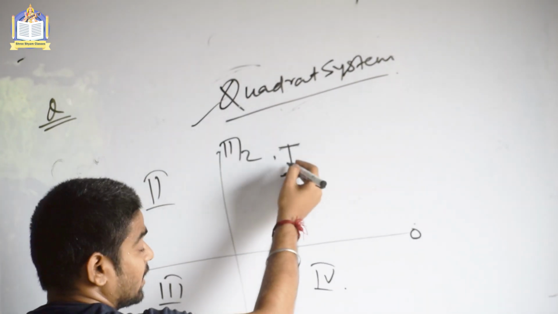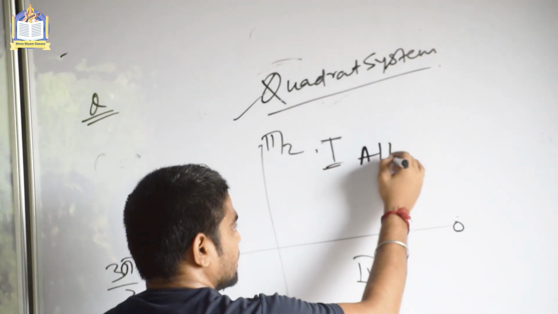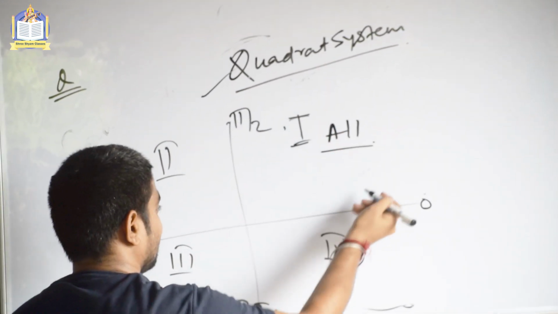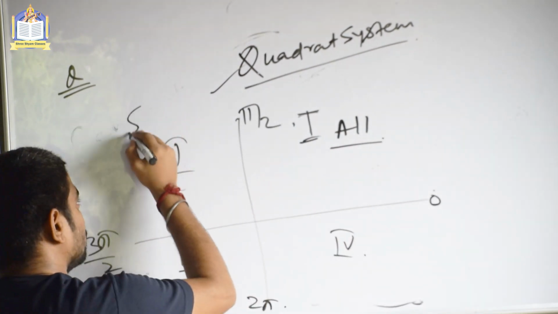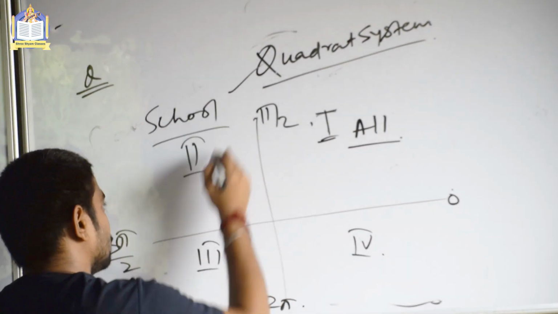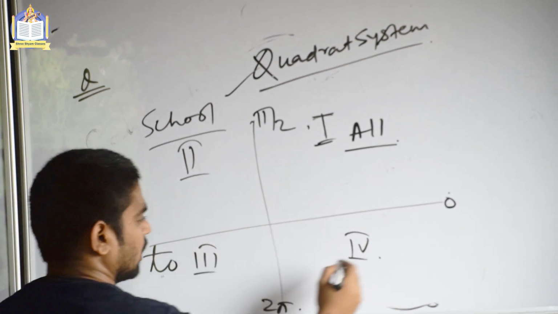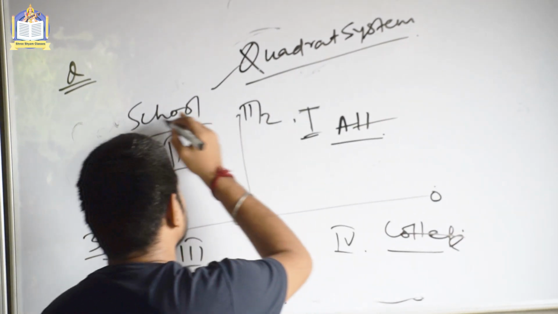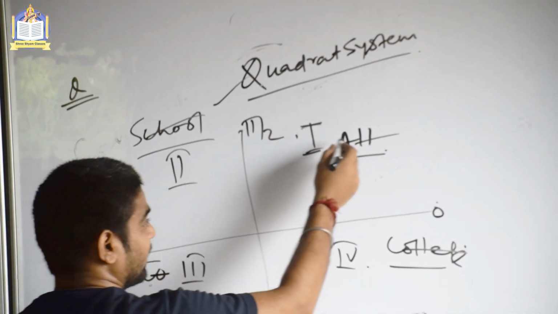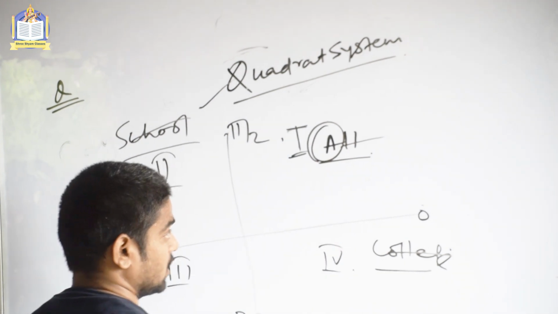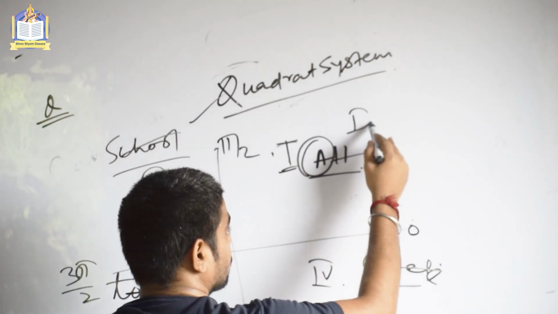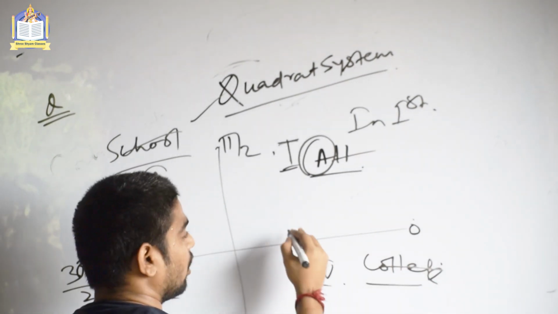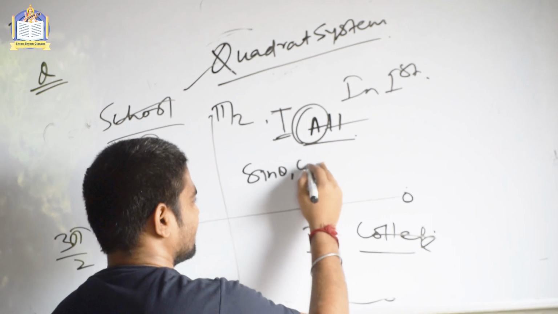So here in the first quadrant, all trigonometric ratios are positive. We are proving how all are positive here. All school to college. So in the first quadrant, all trigonometric ratios are positive. All means sin theta, cos theta, everything.